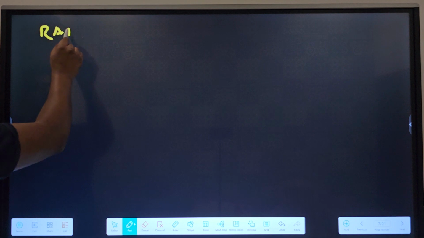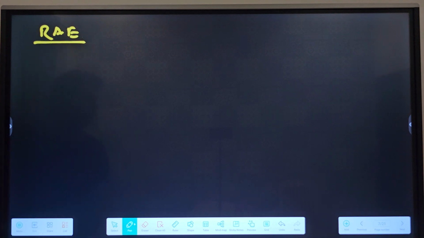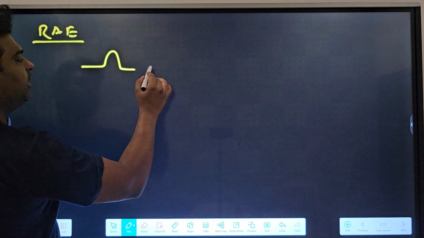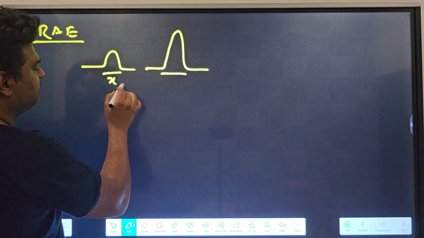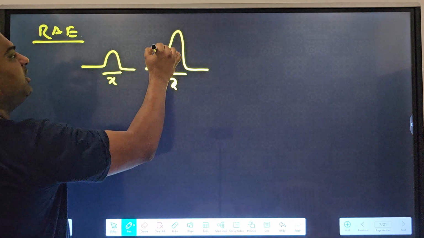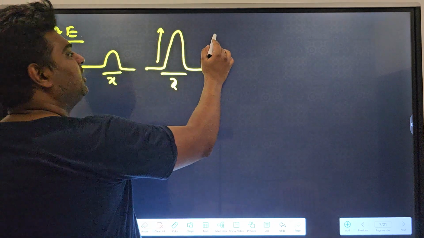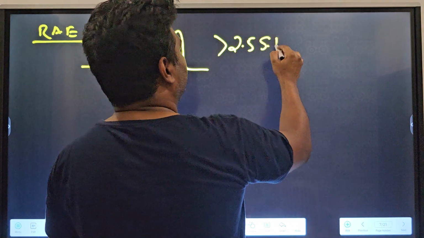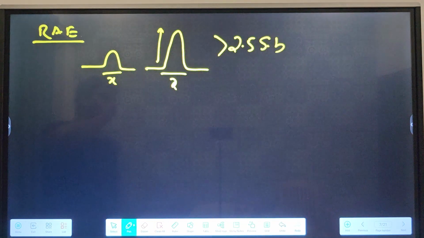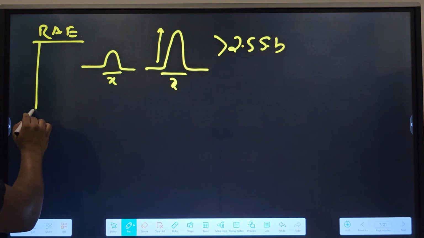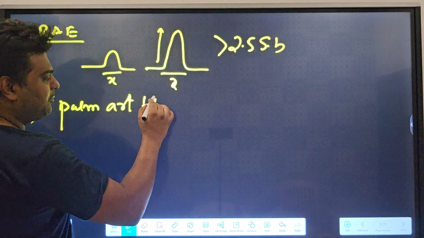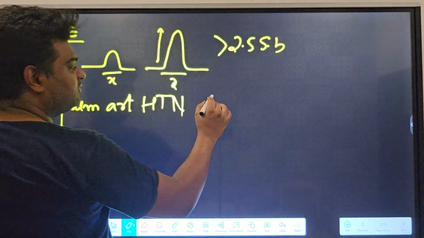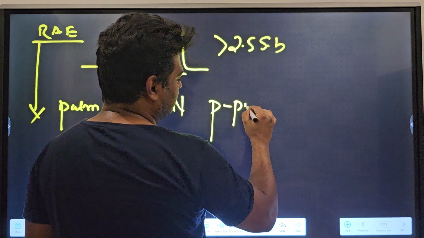Now what happens in right atrial enlargement or right atrial hypertrophy? If this is a normal P wave, it becomes like this. The width remains the same, but the height increases, and height is taken as more than 2.5 small boxes or 100 milliseconds. That is seen in right atrial hypertrophy. The most common cause of right atrial hypertrophy is pulmonary artery hypertension. Therefore, this P wave is known as P pulmonale.